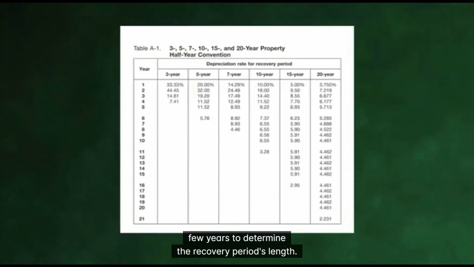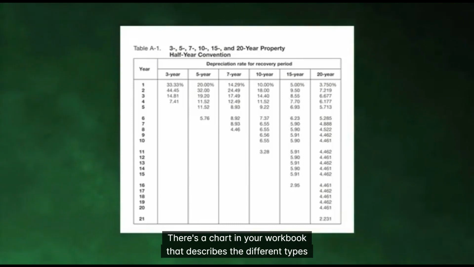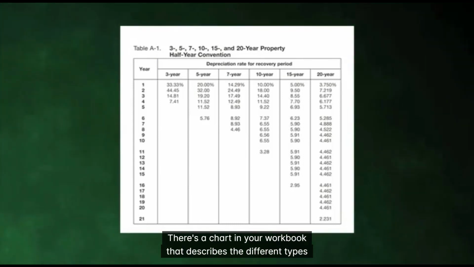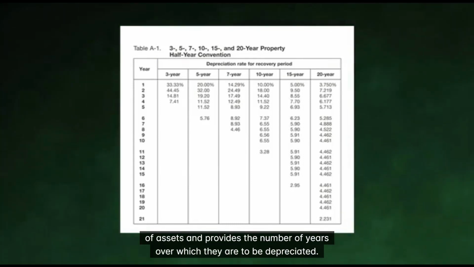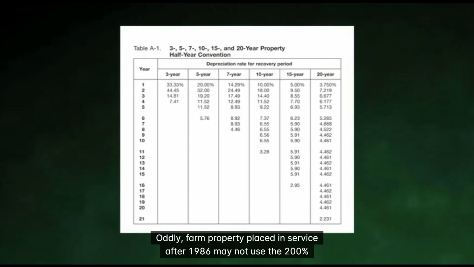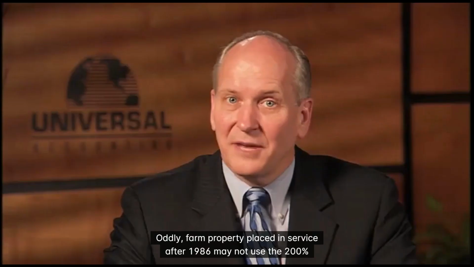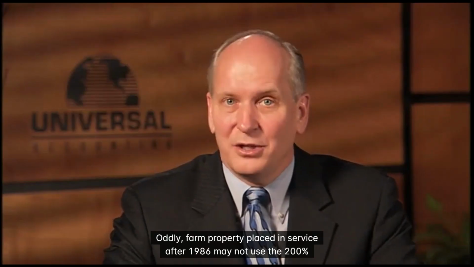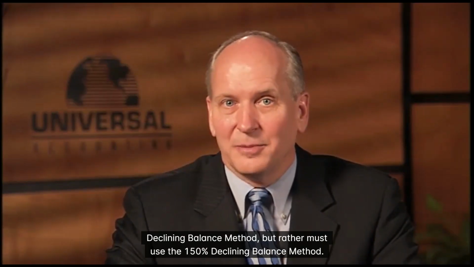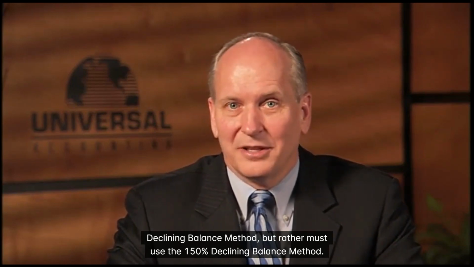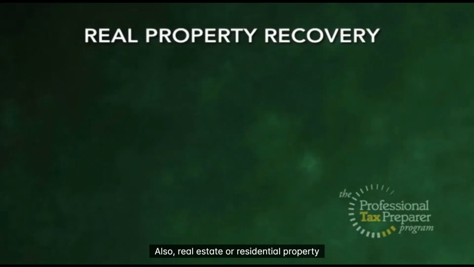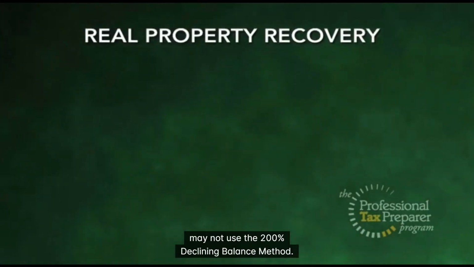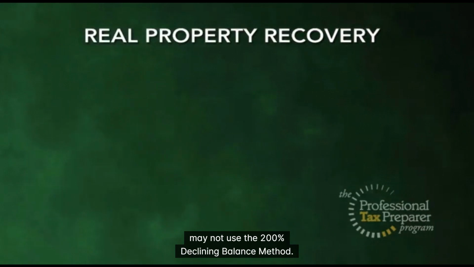To determine the recovery period's length, there's a chart in your workbook that describes the different types of assets and provides the number of years over which they are to be depreciated. Oddly, farm property placed in service after 1986 may not use the 200% declining balance method, but rather must use the 150% declining balance method. Also, real estate or residential property may not use the 200% declining balance method.